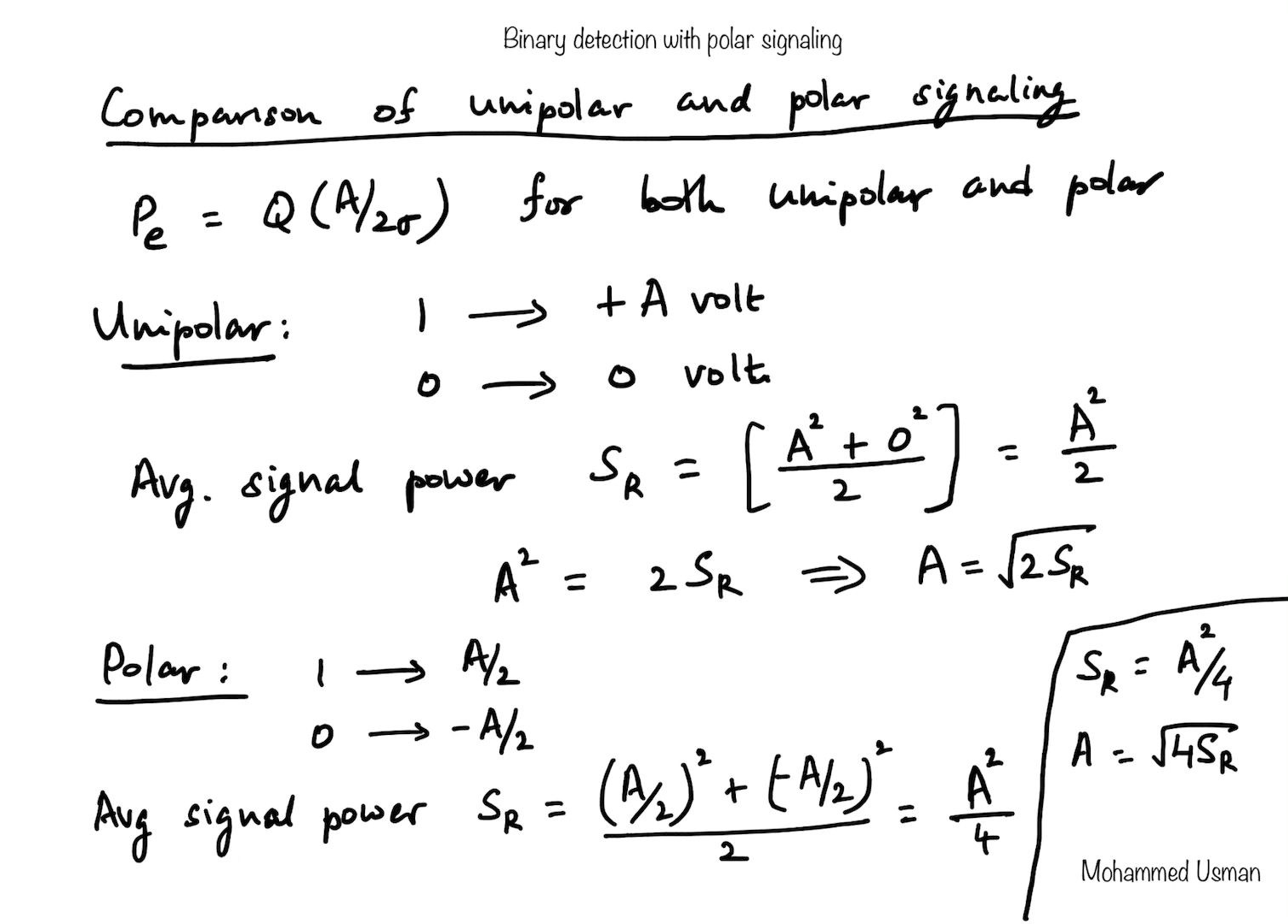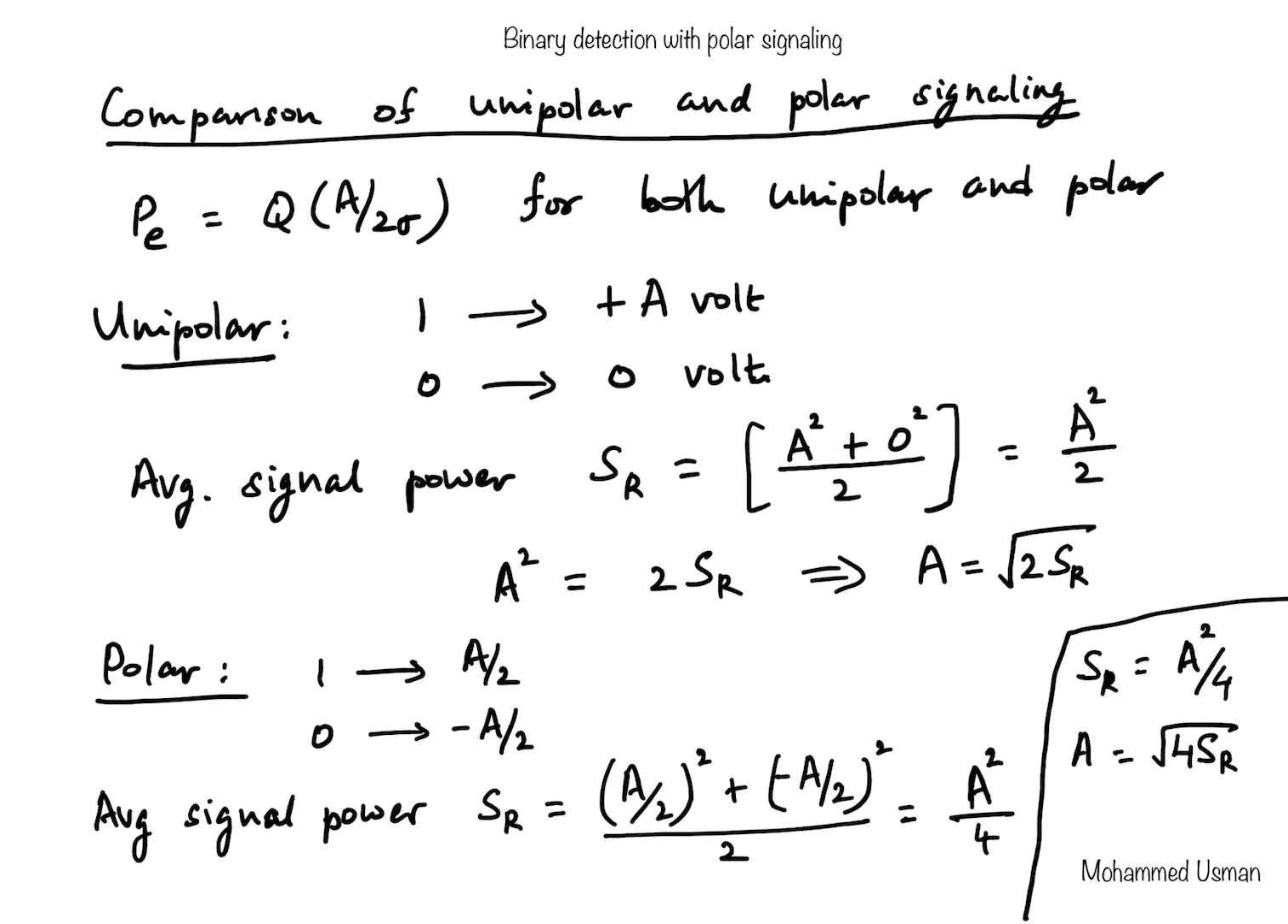Right? So that's where the distinction between unipolar and polar lies. In terms of the expression, the error probability looks the same for both unipolar and polar. But what is different is, in the unipolar case, this term in the numerator, A, is representing the square root of 2 times the signal power, but in the polar case, the same A is representing the square root of 4 times the signal power.